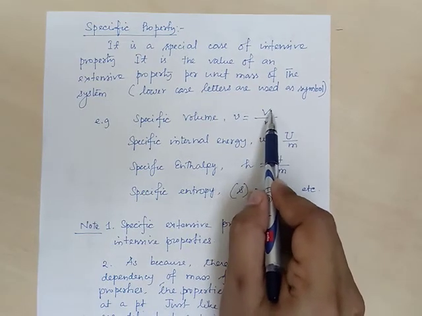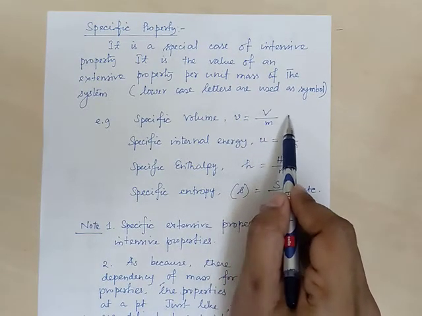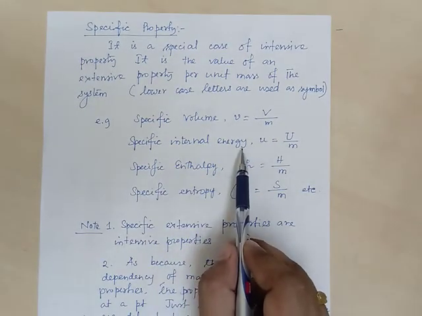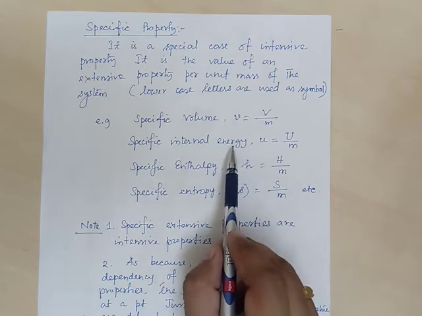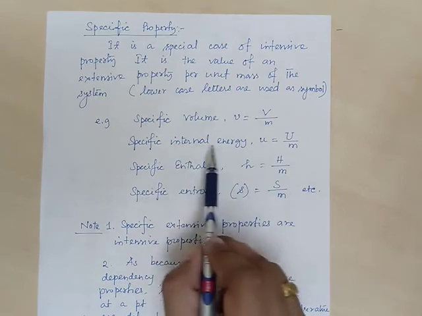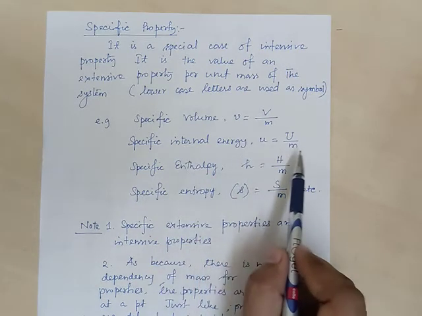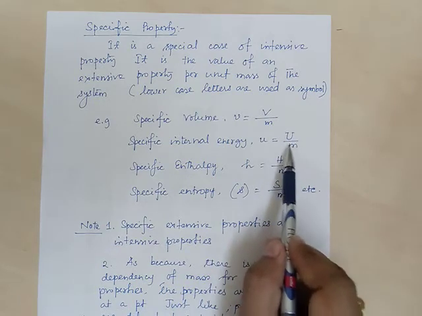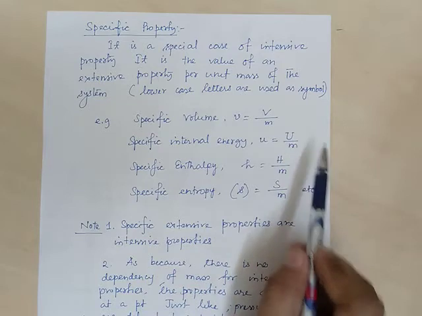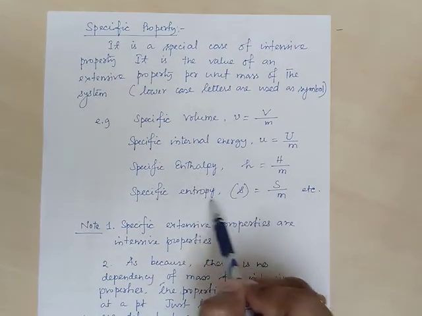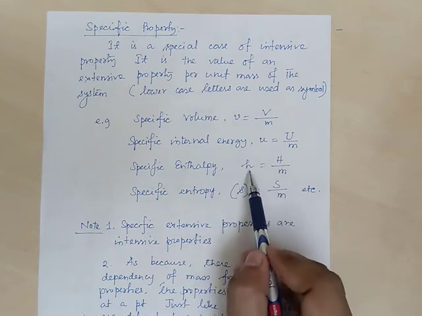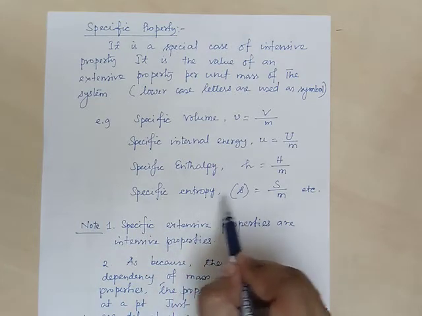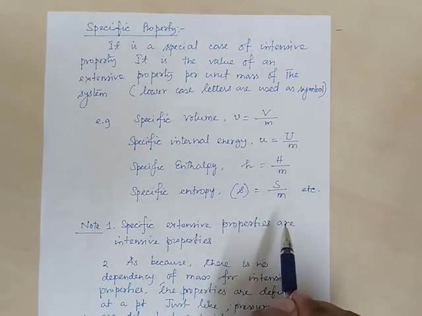So volume is an extensive property, so per unit mass it becomes specific volume, which is an intensive property. For internal energy also, as internal energy is dependent on mass, the specific internal energy is independent of mass. Extensive property divided by unit mass becomes an intensive property. For enthalpy and entropy, you can see small h is for specific enthalpy and small s is for specific entropy.